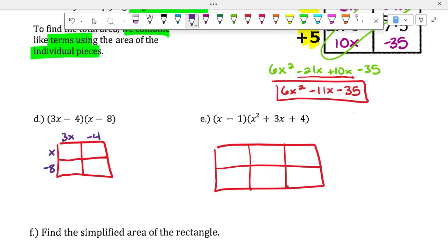So what's 3x times x? 3x squared. What's negative 4 times x? Negative 4x. 3x times negative 8? Negative 24x. And negative 8 times negative 4? Negative what? So negative 8 times negative 4 is? Positive 32.